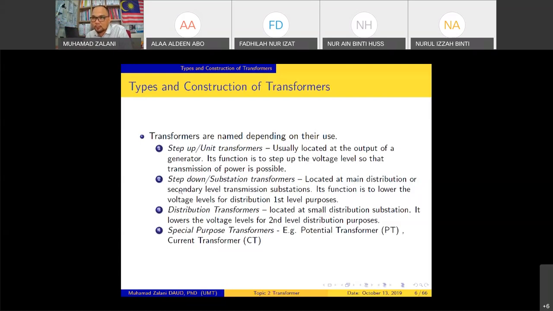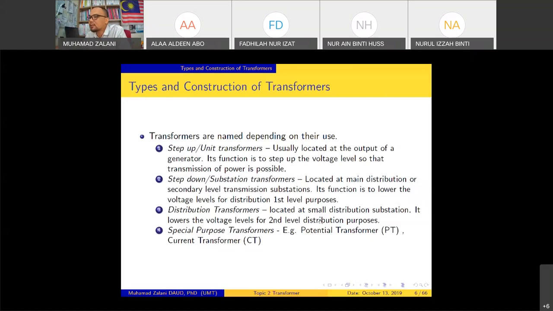The second one is step down. So if we have step up, of course we have to step down, which is to lower down the voltage. The step down transformer is sometimes called a substation transformer, which is located at the main distribution or secondary level transmission substation. Once the power arrives at any substation, before the distribution, we have another station, which we call a substation. At the substation, the step down transformer will be used to lower down the voltage after the delivery for distribution purposes.